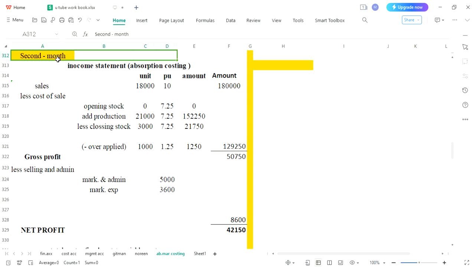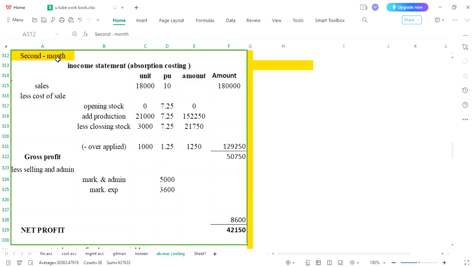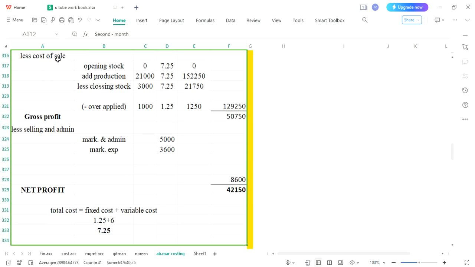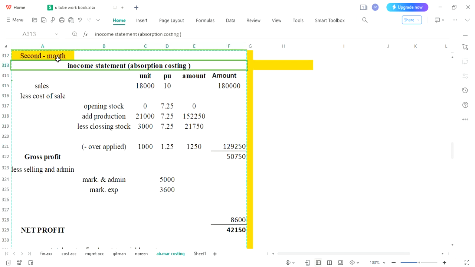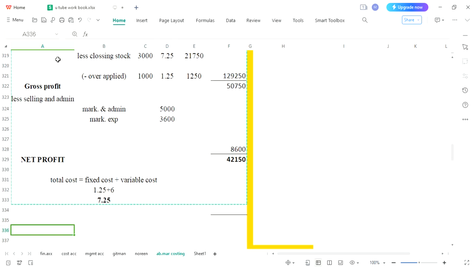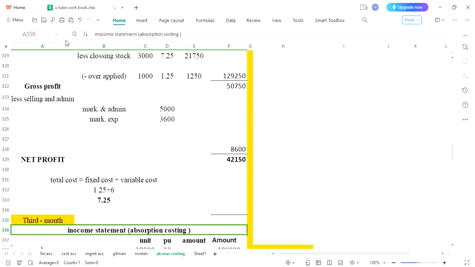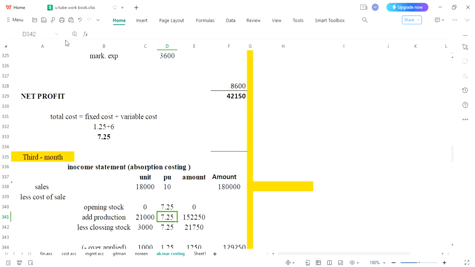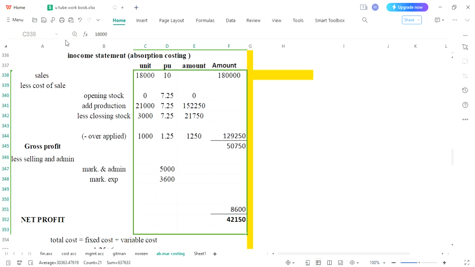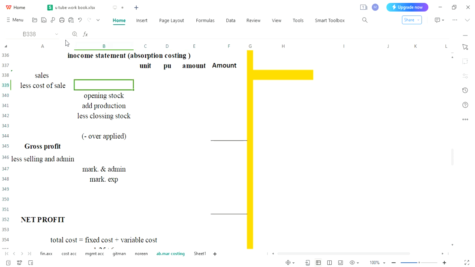4 months need to be completed, and here is a little ease for me. What I will do, I'm going to copy everything from here, all headings, and we'll use the same headings to complete our third portion. So let's get our third month income statement ready. For that we do not need all numerical values over here. We are going to delete them, though marketing and admin expenses would remain the same. Anyhow, we will write them again.